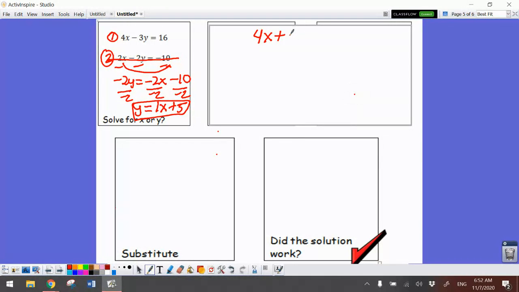Okay, so here's your equation. 4x minus 3y. Go ahead and substitute in. See if you can solve for one of the variables.